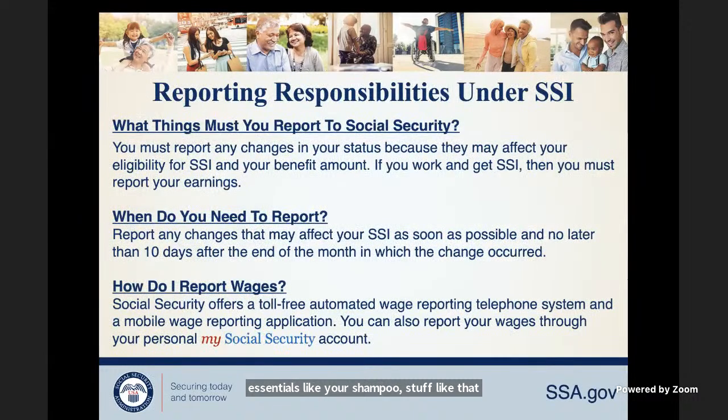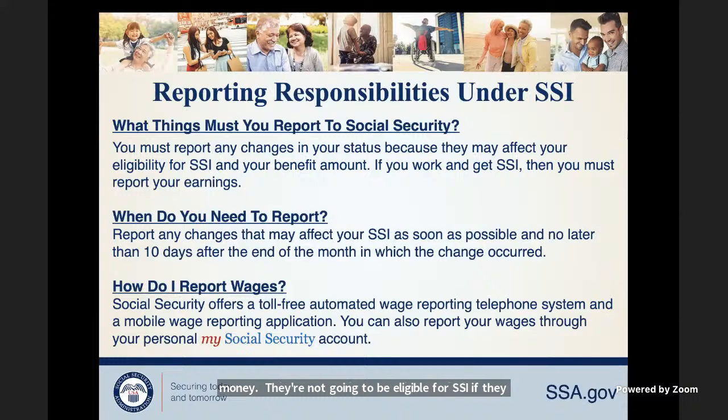Now, reporting responsibilities for SSI. We need to know of any changes, like if you're working or if somebody starts giving you money. Here in New Mexico, we have a lot of casinos and people win money. We need to know the month they win that money, because they're not going to be eligible for SSI if they win money over the amount that SSI is.